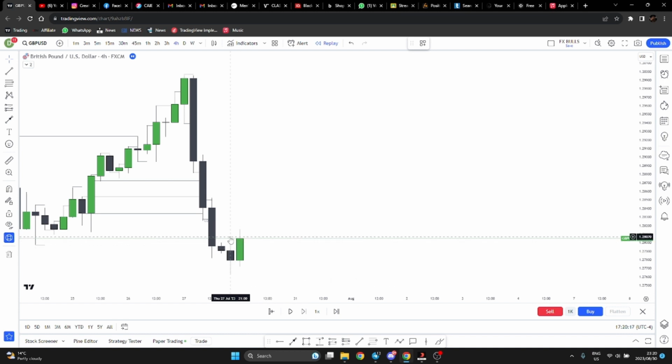Okay. So price takes out this high right here, but fails to close above. So theoretically, we should expect these lows as our next target. But once again, we've got this level here, this imbalance area that needs to be filled.